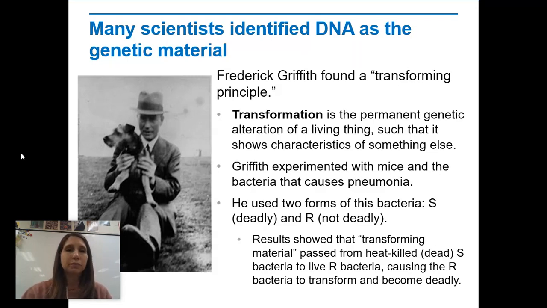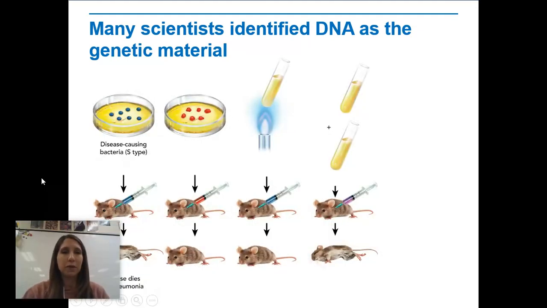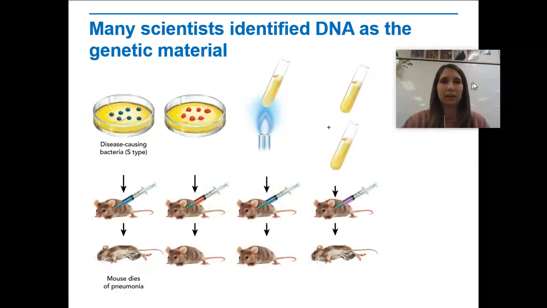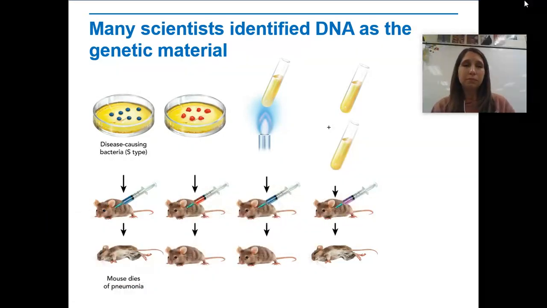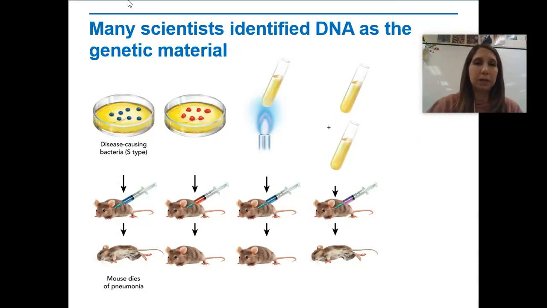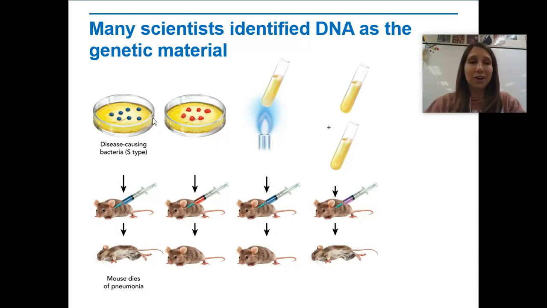So I'm going to show you here on the next slide what that's actually referring to, and then I'll step back here and reiterate that one more time. So what we have here is the setup for Frederick Griffith's experiments. He's got a petri dish here, and we have two different types of pneumonia-causing bacteria.